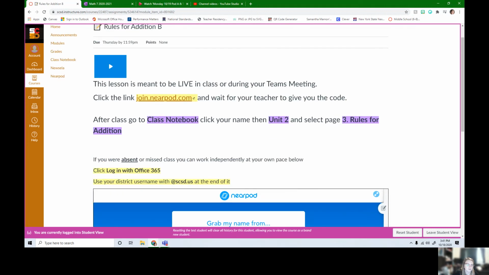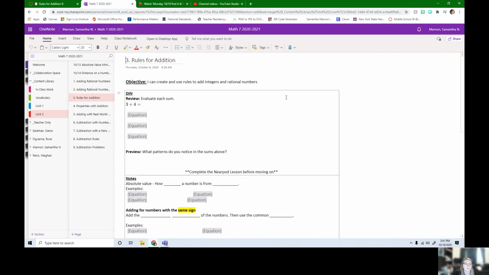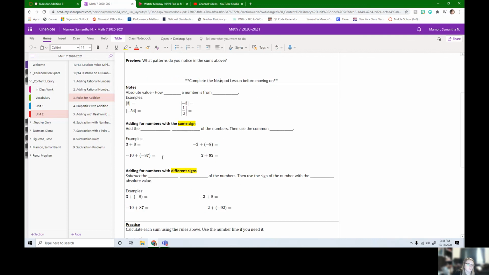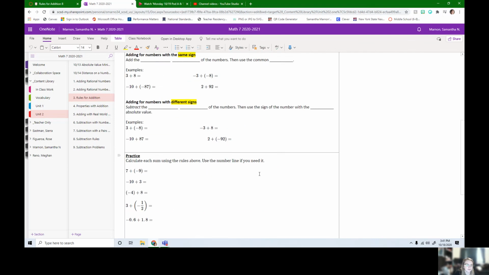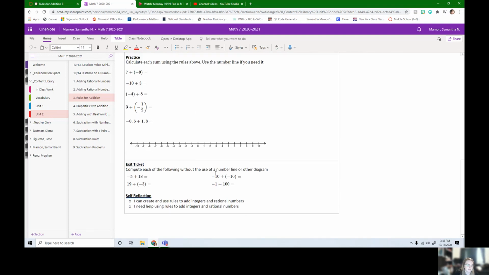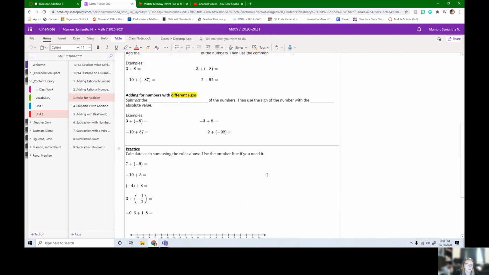When they're done, we go to class notebook, Unit 2, page 3. This is what we're going to actually be doing in class. When we first start class, we have our DIN, and then we're going to do the Nearpod lesson. We'll do some notes together as a class, and then we'll have some independent practice and an exit ticket. That's what we're doing in class on Thursday.